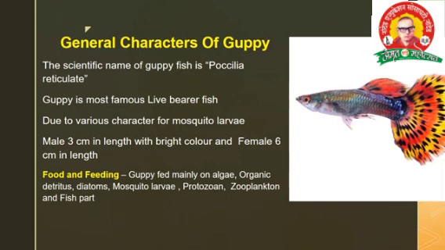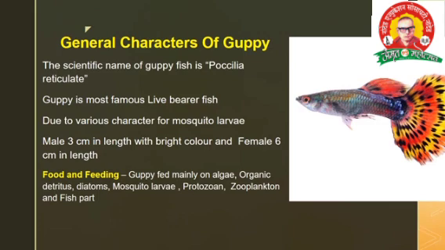And why is it famous? Generally you know very well, it controls mosquitoes. It is used all over India and in foreign countries for controlling mosquito larvae. It eats the mosquito larvae, that's why it is called a mosquito controller. It is a famous live bearer fish, easily available, inexpensive, and kept for breeding purposes also. Due to its feeding on mosquito larvae, it has been utilized as a means of controlling mosquitoes. This is the important thing.